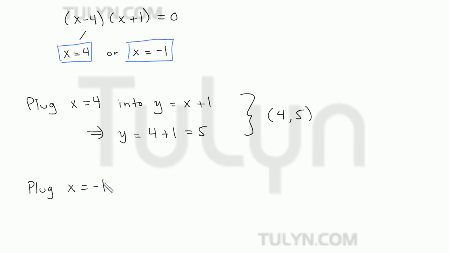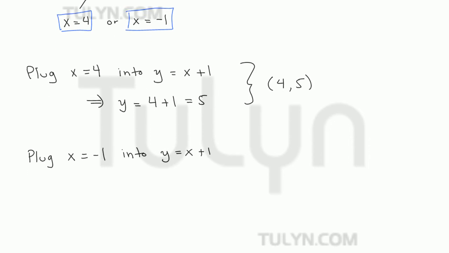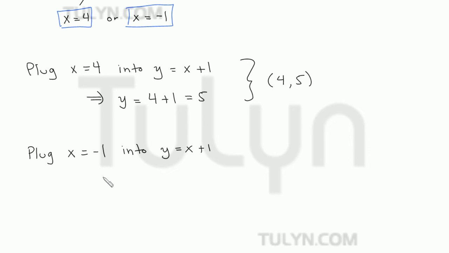So we want to plug x is equal to negative 1 into that same equation. Again, you could plug it into the first equation, the y is equal to x squared minus 2x minus 3, but this one's a little bit easier to solve. So, doing that, we get y is equal to negative 1 plus 1, which is 0. So in this case, for the ordered pair, we're going to get negative 1, comma, the value for y, which is 0.